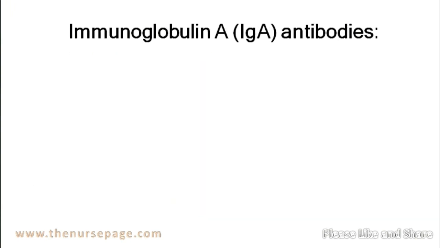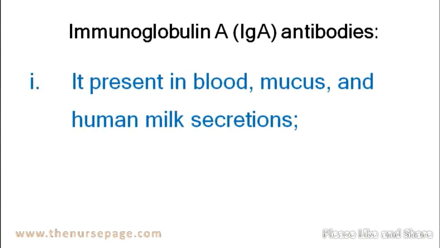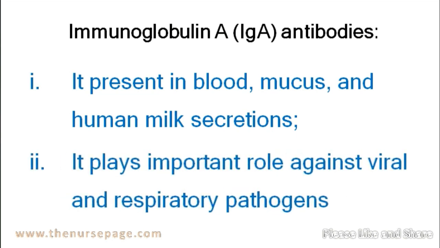Next immunoglobulin is IgA. It is usually present in blood, mucus and human milk secretions. That is why breastfeeding is important during the infant period: the baby gets immunity through the mother's breast milk. Next point, IgA plays an important role against viral and respiratory pathogens.